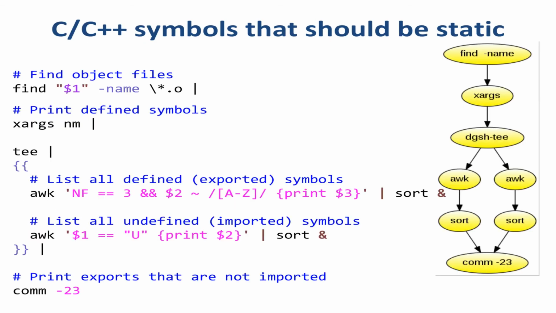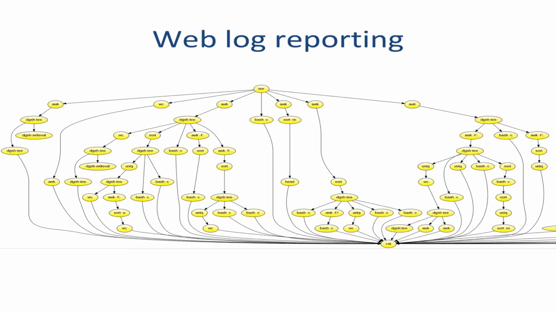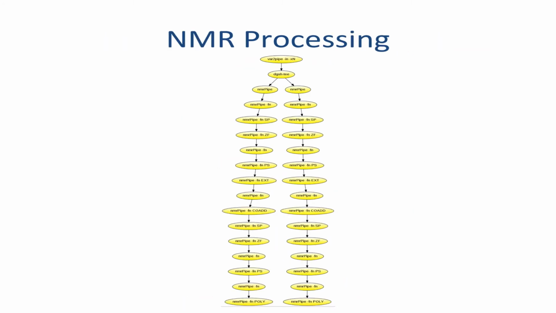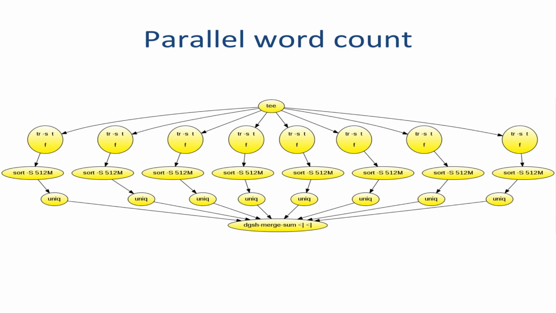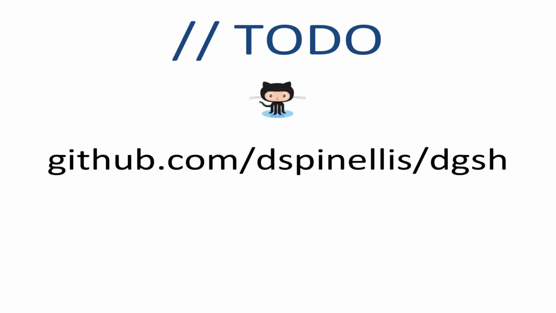You can find C/C++ identifiers that should have been declared static by looking at those that have been exported and never used. This is what I get when I run this program on the bash object files. The list of possible applications goes on and on. DAGs has been used for weblog reporting, for processing data with 2-dimensional Fourier transforms, for performing nuclear magnetic resonance processing, for running parallel fast Fourier transform computations, for distributed processing using the split-combine paradigm, and for combining separately drawn diagrams. We encourage you to download DAGs from its GitHub repository and use it for your own processing.